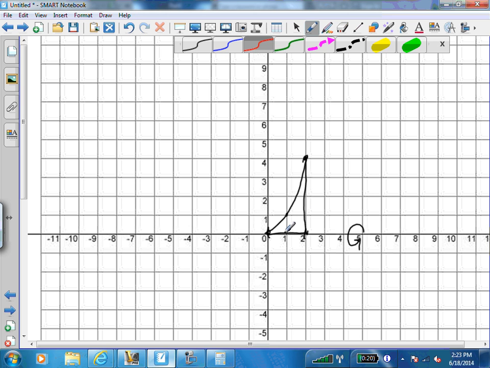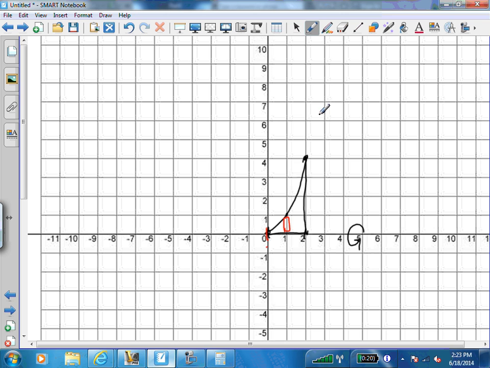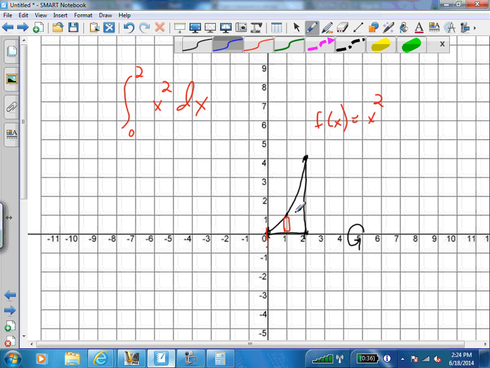Let's look at a sample element. If we were thinking about the area of this function, which is just a basic parabola, y equals x squared, and we wanted the area, we would go from 0 to 2 of that function dx.